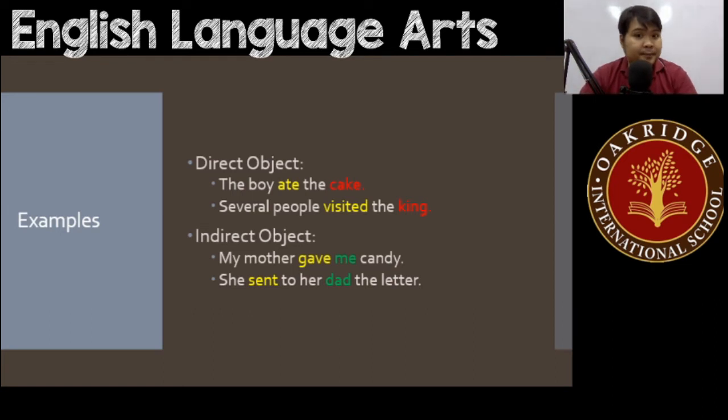They are not the only objects, by the way. There are other objects, right? But for this case, we are discussing just these two kinds, direct object and indirect. Direct object, verb plus what or verb plus whom. Indirect object, verb plus to whom, to what, for whom, or for what.